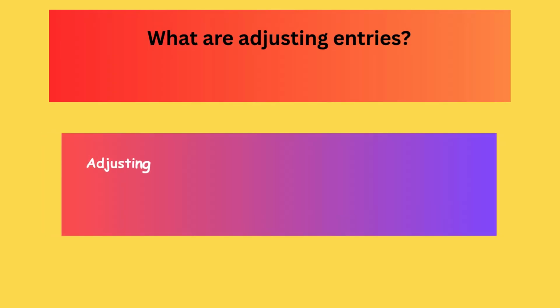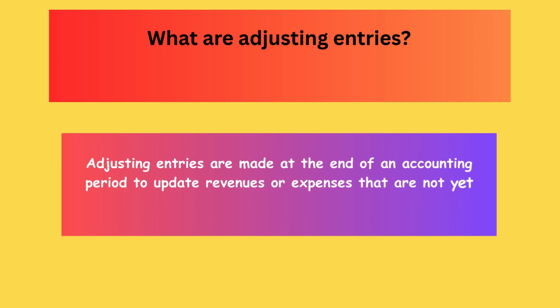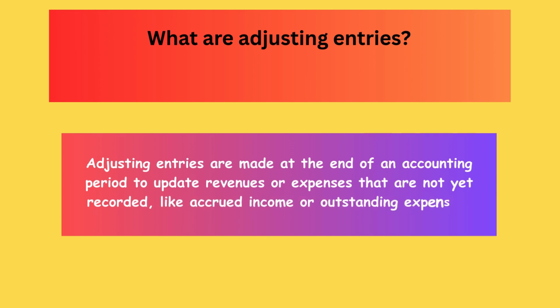What are adjusting entries? Answer. Adjusting entries are made at the end of an accounting period to update revenues or expenses that are not yet recorded, like accrued income or outstanding expenses.